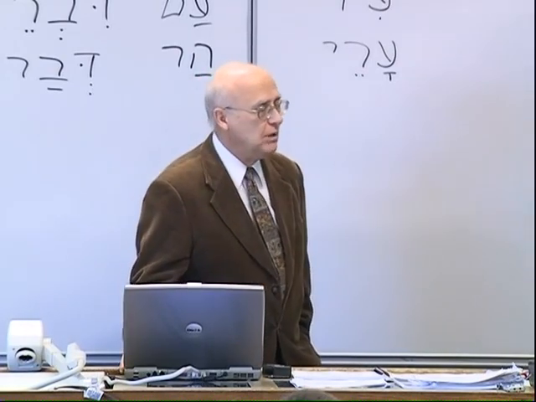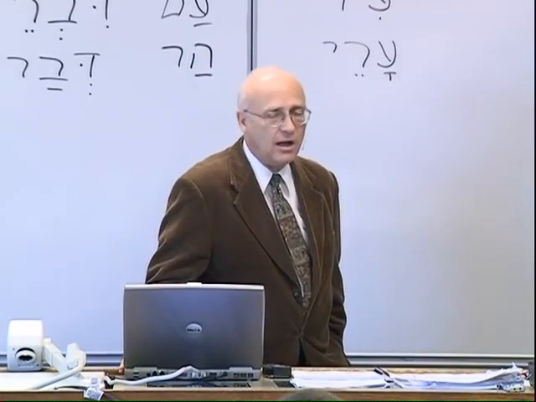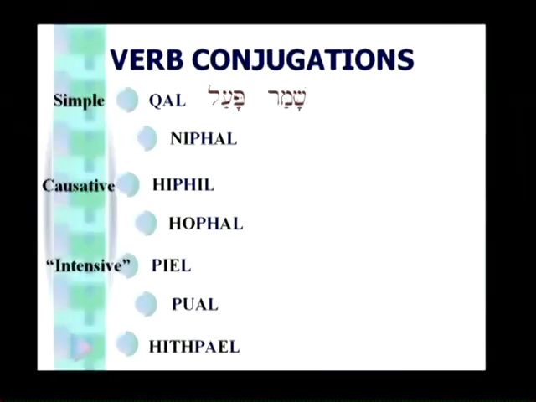So pa'al would be the verb in the same form. Notice all these have ah-ah. Shamer, he kept. Pakad, he visited. Just like all those others. Kadesh, Shalach, Malak, as the normal form. Sometimes we have a hey on the end, like asa, but this is the normal form. Pa'al, he made. Shamer, he kept. Pakad, he visited. Then you have a nifal.